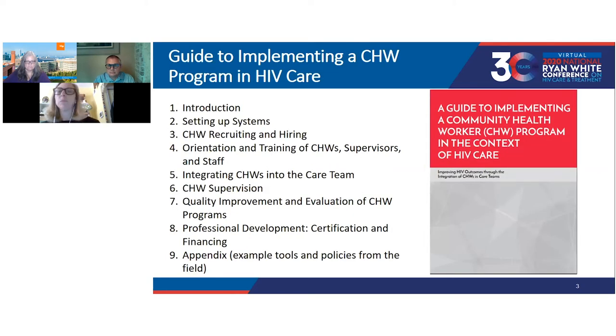So first, the implementation guide. This is really one of the premier resources that we created around this initiative, and it really is intended to be a complete guide to all the different topics that agencies should be thinking about and working on in all the different stages of developing and implementing community health worker programs. So you can see on the slide the different chapter headings that are in the guide: setting up systems, how to do recruiting and hiring.